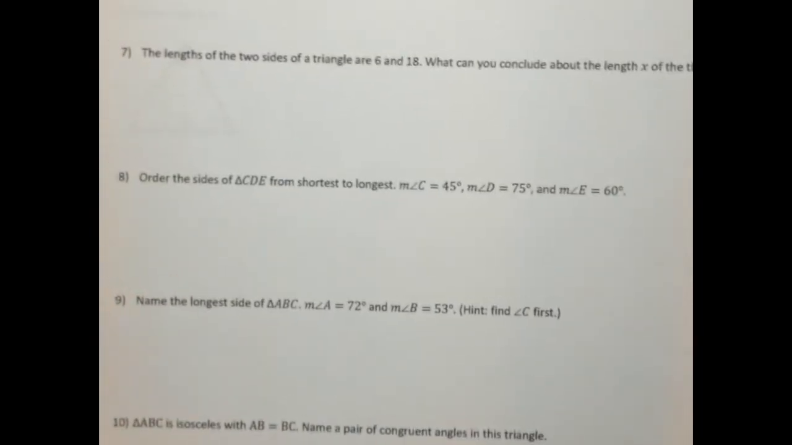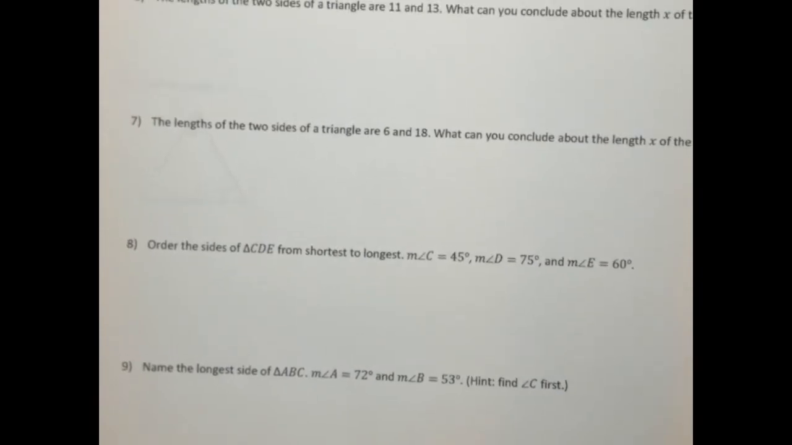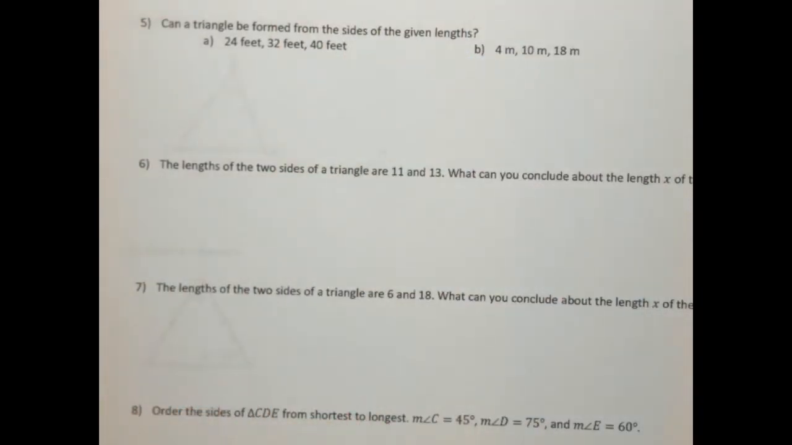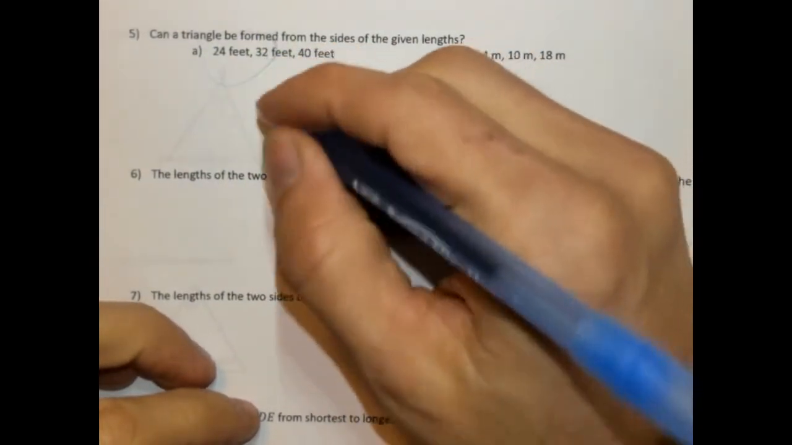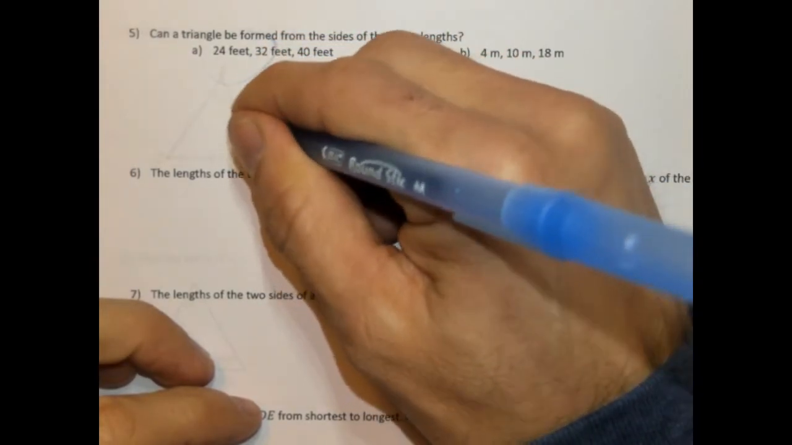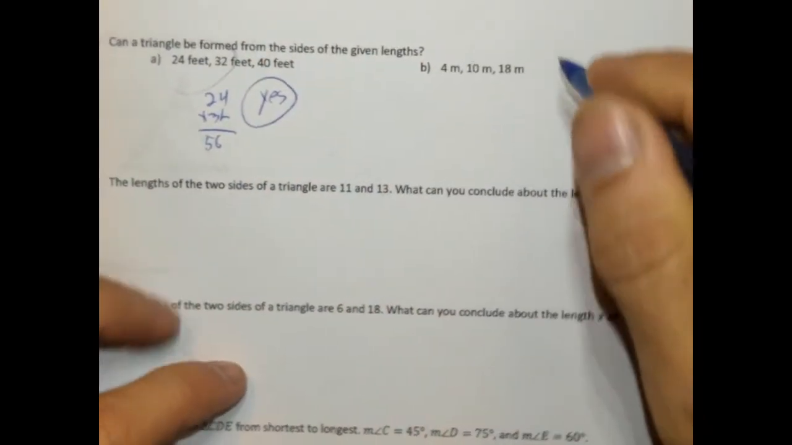Okay. Can a triangle be formed from the lengths of a given length? Okay, so in order to figure this out, you take the two small sides, you add them together, and if it's larger than the third biggest side, then yes, it can be a triangle. So the two small sides are 32 and 24. So 24 plus 32 is 56, which is larger than 40. So yes, it can be a triangle.